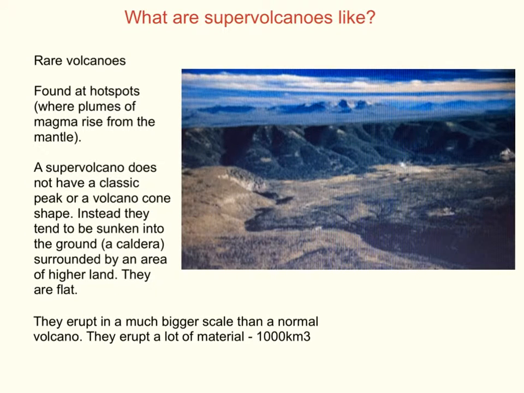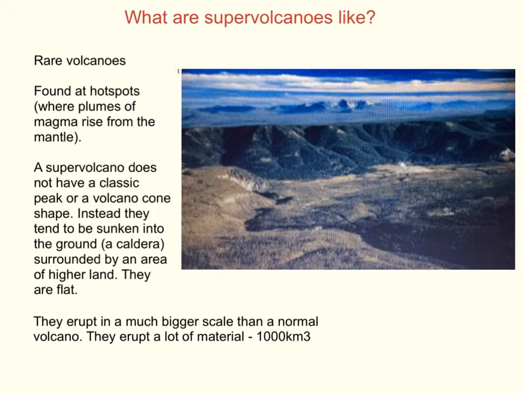So firstly, what are supervolcanoes like? They are rare volcanoes and they are found at hotspots. This is where plumes of magma rise from the mantle and they occur in the middle of continental plates. A supervolcano does not have a classic peak or a volcano cone shape. Instead, they tend to be sunken into the ground and they're surrounded by an area of higher land. They are flat. They erupt on a much bigger scale than a normal volcano. For example, they erupt 1,000 kilometres cubed of material.